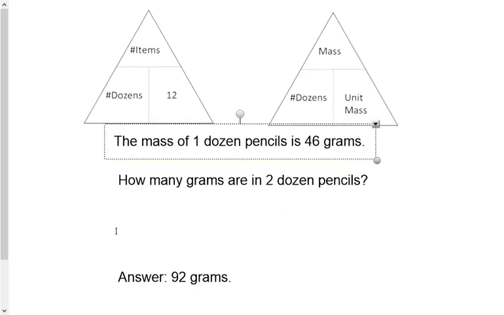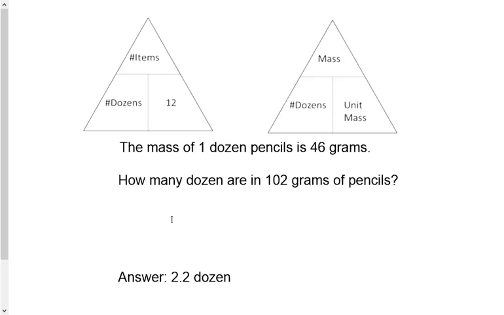Now what about mass? Let's say our unit mass, the mass of 1 dozen pencils, is 46 grams. So 46 grams is our unit mass, the mass per 1 dozen. So how many grams are in 2 dozen pencils? So I want the number of grams, so I X out the mass here. It says take dozens times the unit mass. So I'm going to take 2, and I'll multiply that by 46. And that equals 92. And again, we'll write our answer as 92 grams.